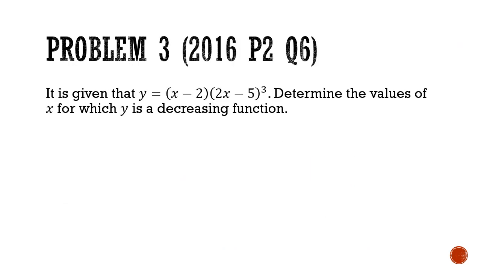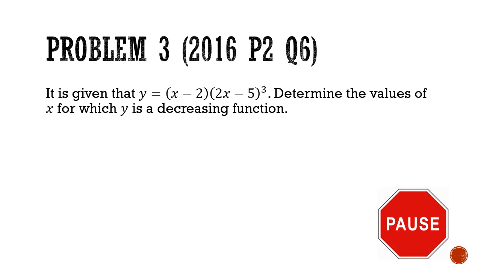Problem number 3, and we have an O-level question here. It is given that y is this quartic equation, (x minus 2) times (2x minus 5) to the power of 3. Determine the values of x for which y is a decreasing function. Pause the video here and give this question a good try.